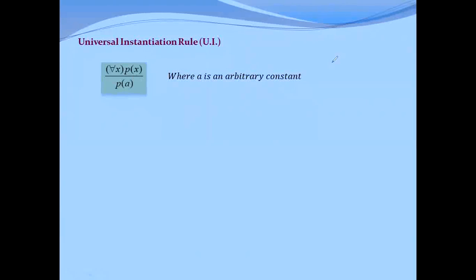If we suppose x is a set of Ram, Mohan, Sohan, the domain of x is Ram, Mohan, Sohan, then this a will be either Ram or Mohan or Sohan. The domain of x must be defined. If a is beyond the domain, P(a) may or may not be true. So the domain of x must be defined before saying this: a must be an element, or member, of the domain of x. This is the definition of this formula.